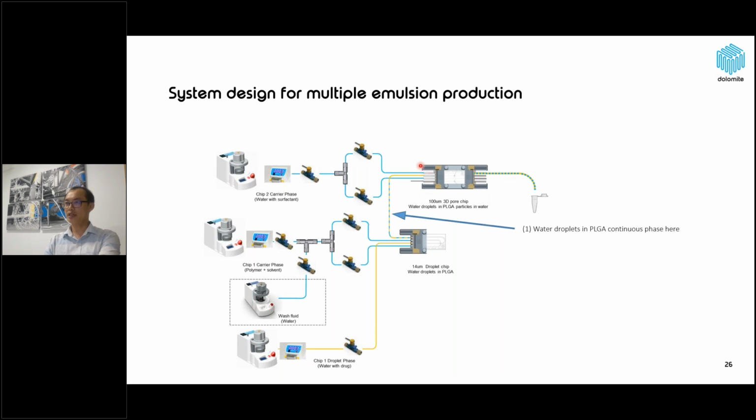So with the second chip design, we use the third pump for the chip 2 carrier phase, like water with a surfactant like PVA. And finally, after passing through the second chip, the water-in-PLGA-in-water multiple emulsion can be obtained as a final product.